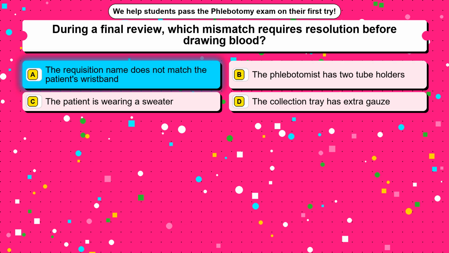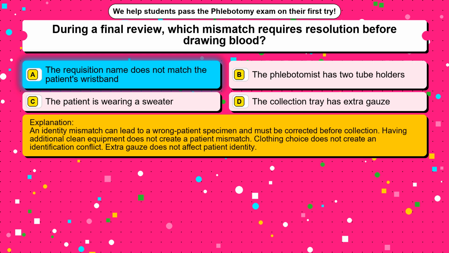The correct answer is option A. The requisition name does not match the patient's wristband. An identity mismatch can lead to a wrong patient specimen and must be corrected before collection. Having additional clean equipment does not create a patient mismatch. Clothing choice does not create an identification conflict. Extra gauze does not affect patient identity.